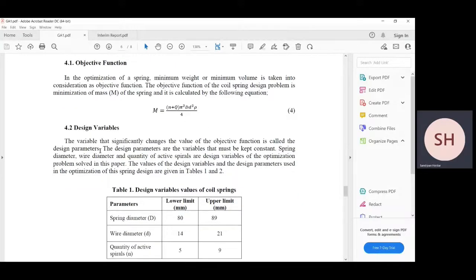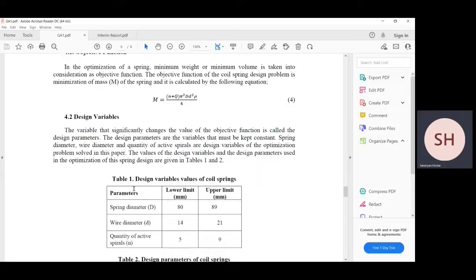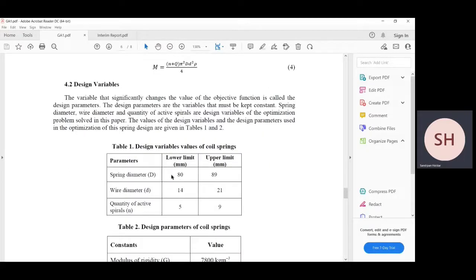So first let's come to the design variables. Design variables are the capital D, the small d and the n. So capital D represents the spring diameter, small d is the wire diameter, and n is the number of spirals present in the spring. Now each of these variables has a specific domain which is shown in this table here. For example, the spring diameter has a lower limit of 80 millimeter and upper limit of 89 millimeter, and so forth.